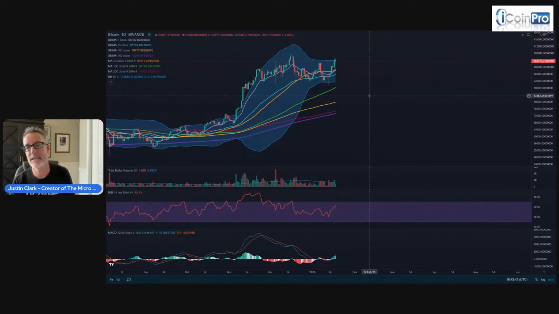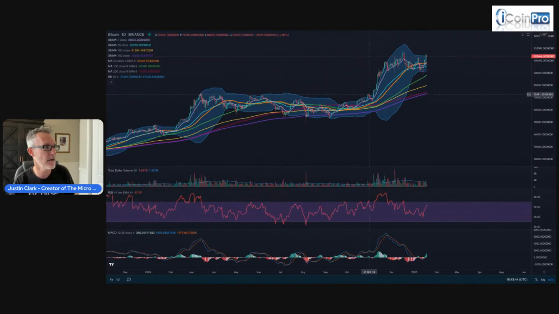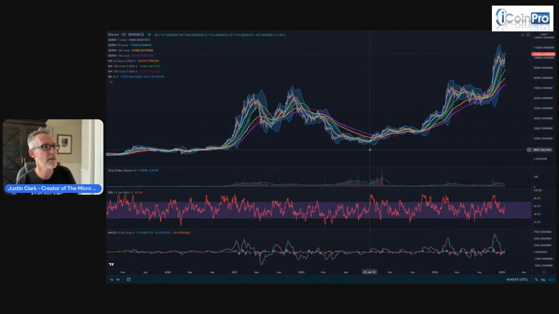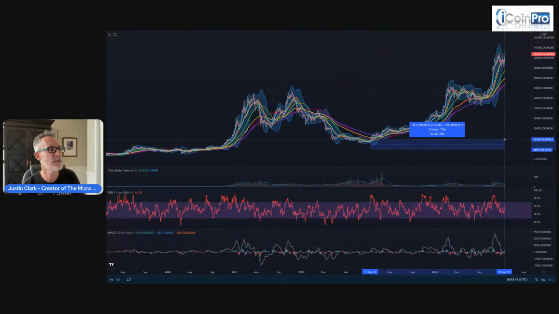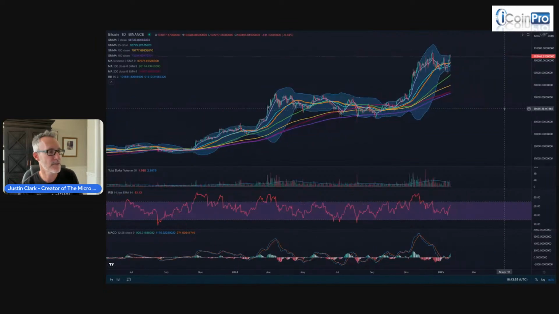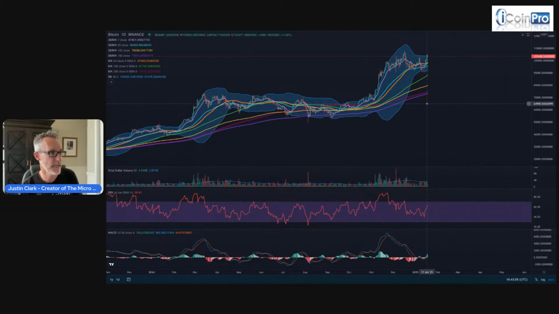Whether or not it's the end of the bull market cycle, which we've been in now for almost 2 years, 737 days. So just about 2 years, it could be the end of that trend for a while, and we could need to explore lower. So we'll just have to see what happens.